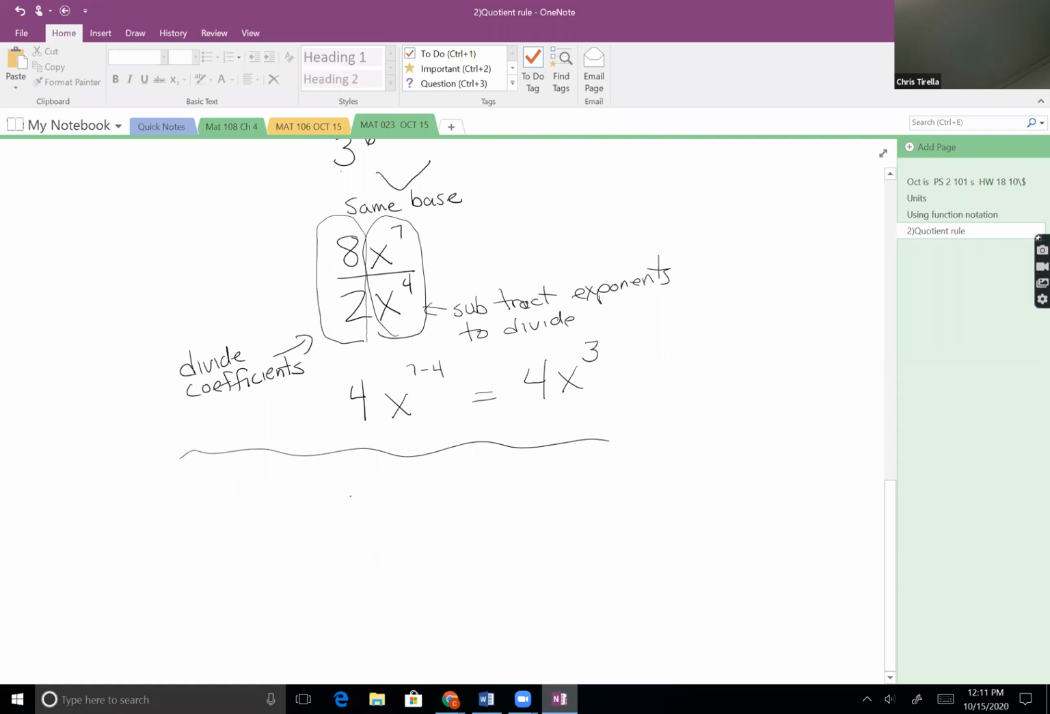Instead, if I have 3y to the 5th over 6y, I'm going to think of that as 3 divided by 6 times y to the 5th divided by y to the 1st. Now over here, 3 over 6 gives me a fraction 1/2. And over here, subtracting exponents, I would get y to the 4th. And so my final answer would be 1/2 y to the 4th.